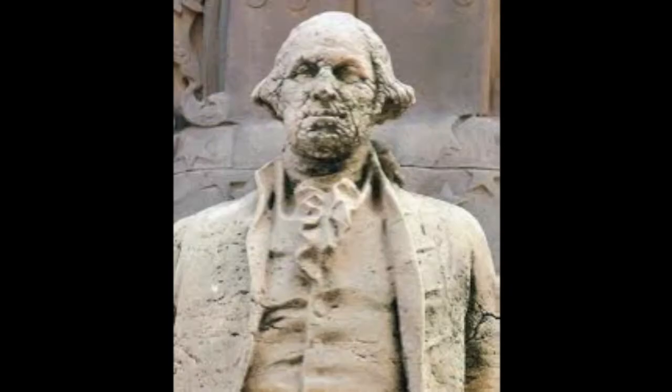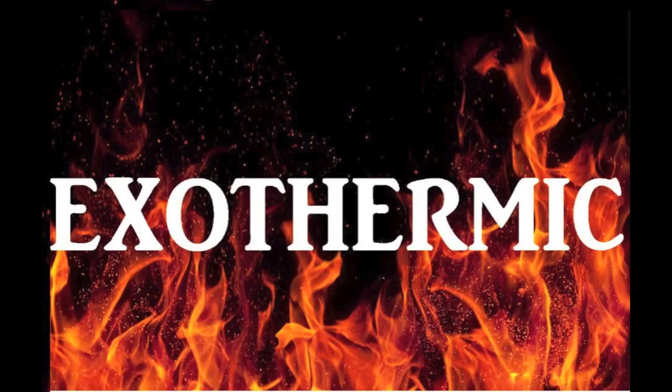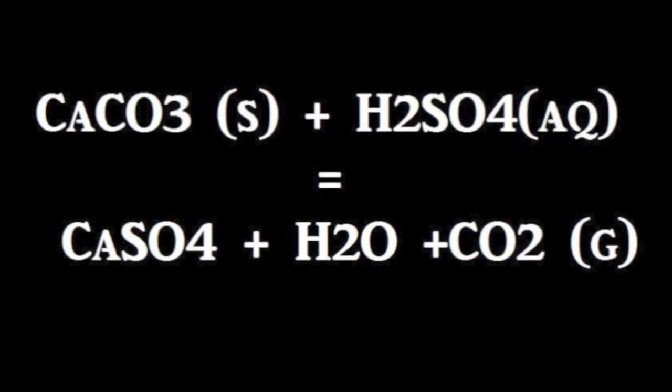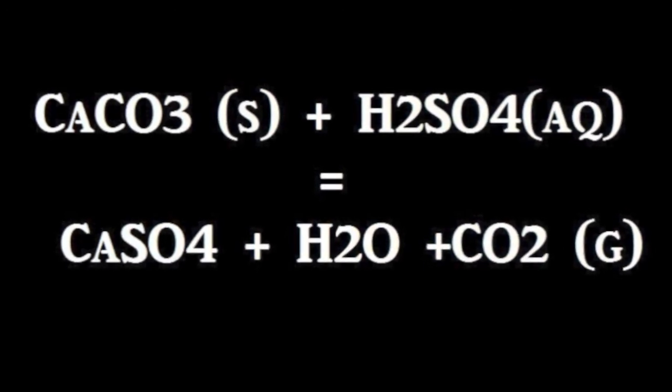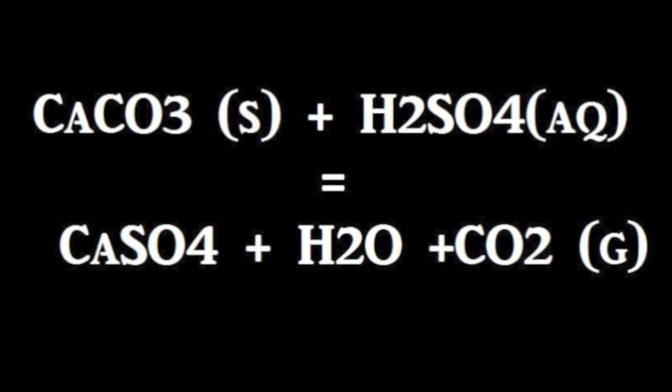But if you add sulfuric acid, which precipitates from rain clouds in the form of acid rain, these two substances form a chemical reaction. This type of reaction is known as exothermic, which produces heat. This process dissolves the limestone, therefore changing the shape of the statue. The combination of calcium carbonate and sulfuric acid results in calcium sulfate, water, and carbon dioxide.